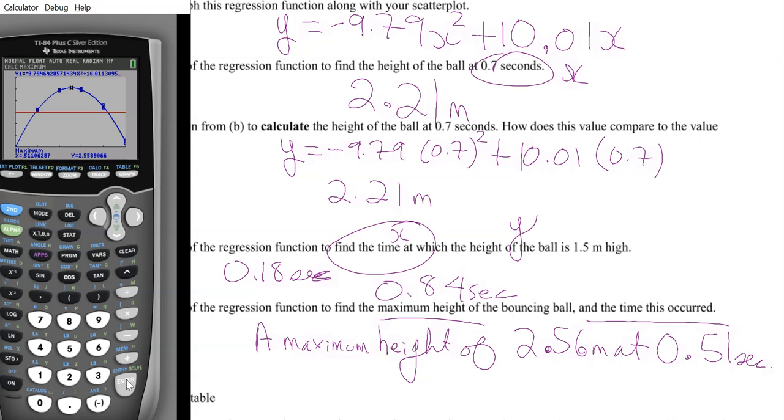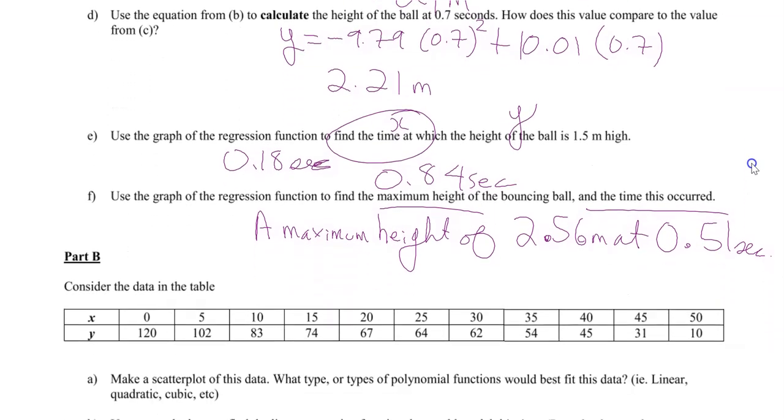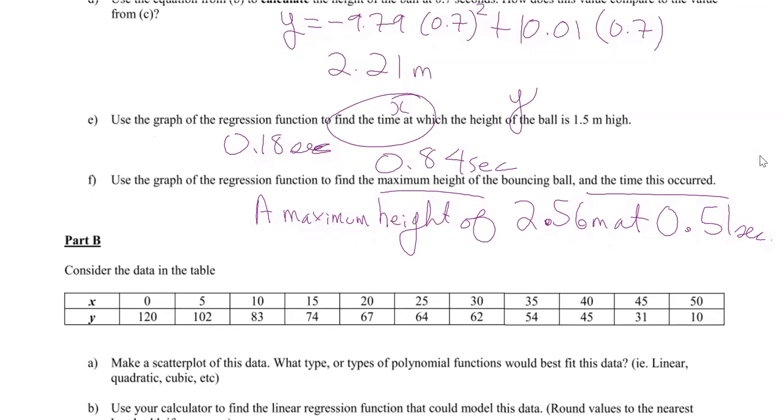So, maximum height of 2.56 meters at a time of 0.5. Make sure there's units on there: 2.56 meters, and this is seconds. If we're doing something with the context, then we should put units on.